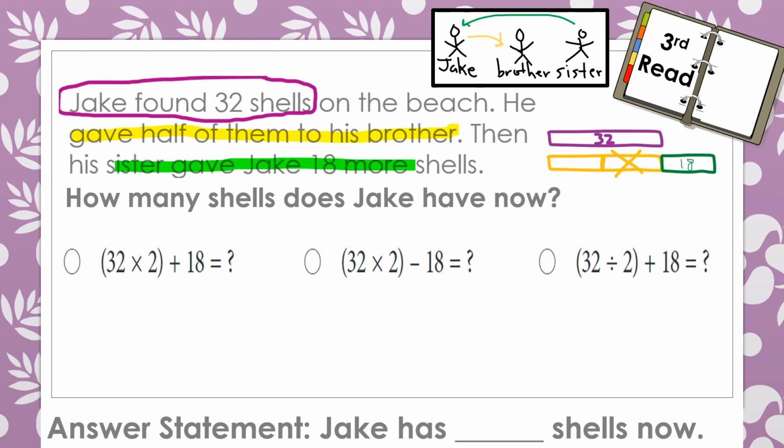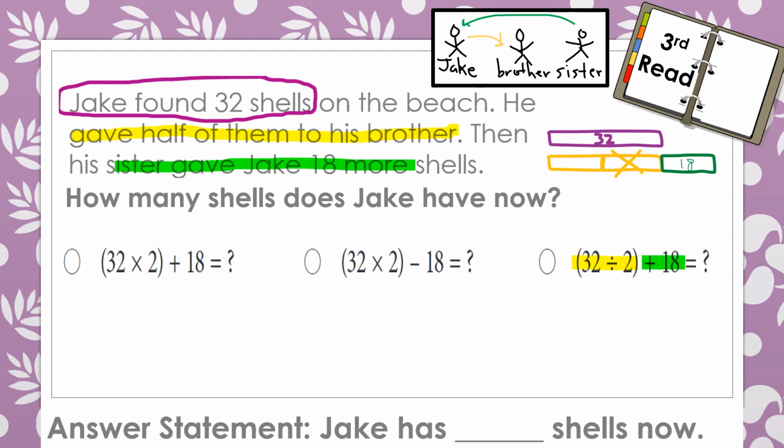This would match 32 being divided by 2. We know the second action in the story problem involves his sister giving Jake 18 more shells. This is represented with the plus 18.